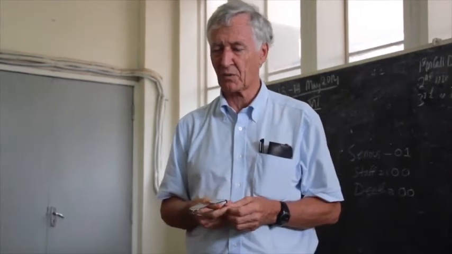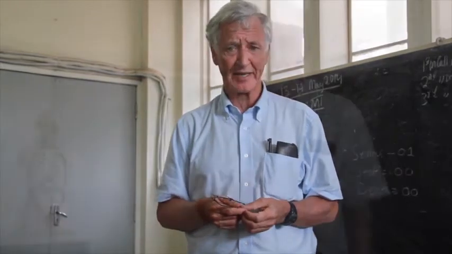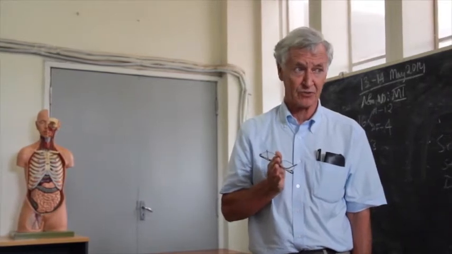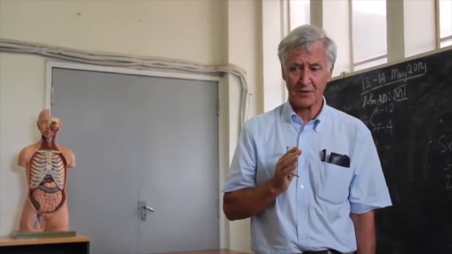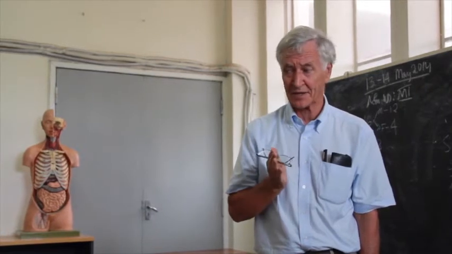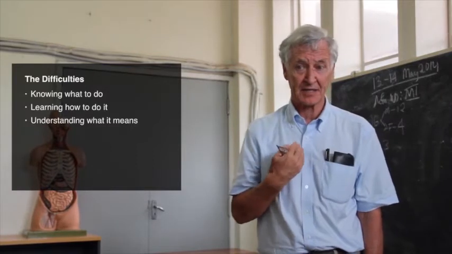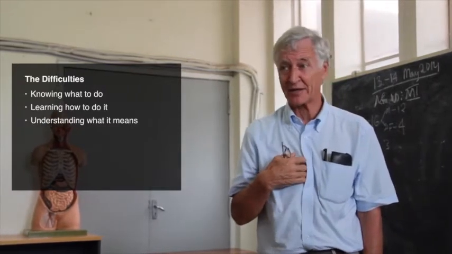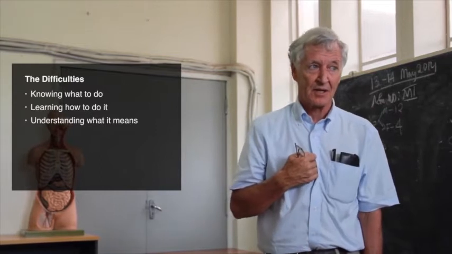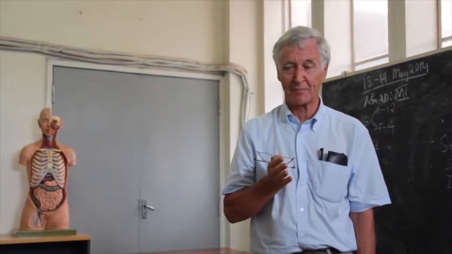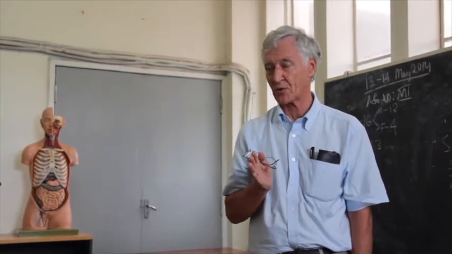So this morning's tutorial is on the nervous system, and it's on the history taking. Traditionally, students have found neurology difficult, and I think for good reason. We could summarize the problems that they have: number one is knowing what to do, then the second thing is learning how to do it, and then understanding what it all means. If you look at that more carefully, there are a number of competences there that students have to acquire.